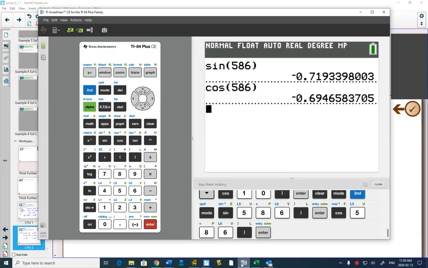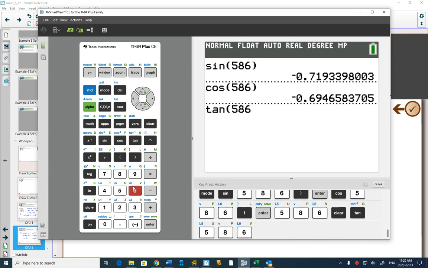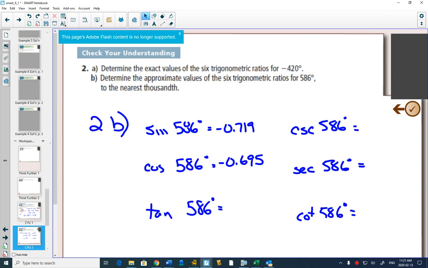And then tan of 586. This should be a positive number then. And it is 1.036.